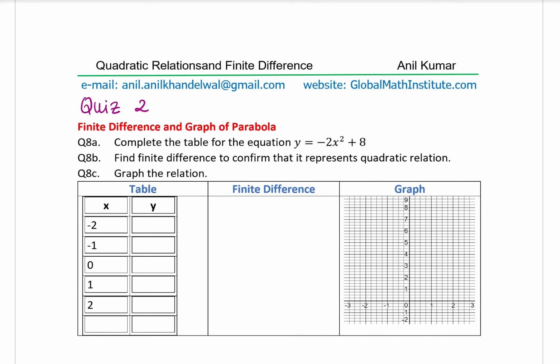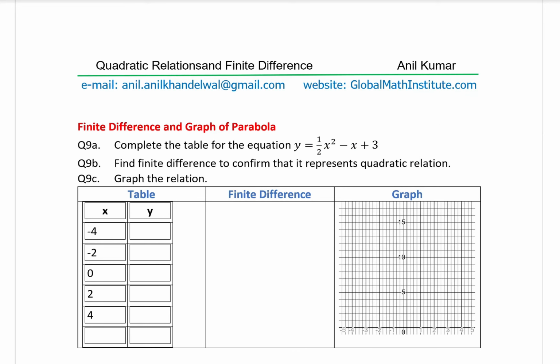Now see, this is negative. So when the coefficient of x squared is negative, then the graph of the function or quadratic relation will be opening downwards. So from the equation, it seems that the graph will be kind of like this, with the vertex at this point being at 0, 8. So that is a hint. So you can now calculate the values, complete the table, and then sketch your graph.